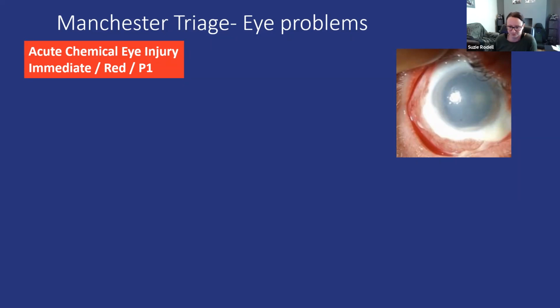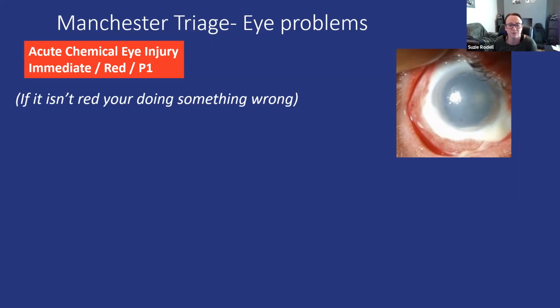I don't know, because any substance splashed into or placed in the eye that causes a stinging, burning or reduced vision should be assumed to have caused a chemical injury. It doesn't matter what the chemical is, until you are certain what it is, you triage them as an acute chemical eye injury according to the Manchester Triage, which will always come out as a red.